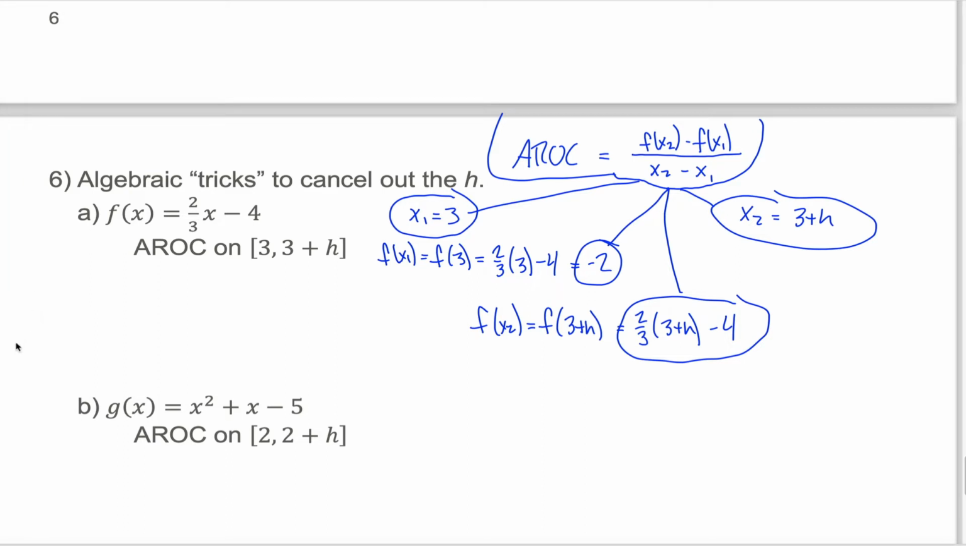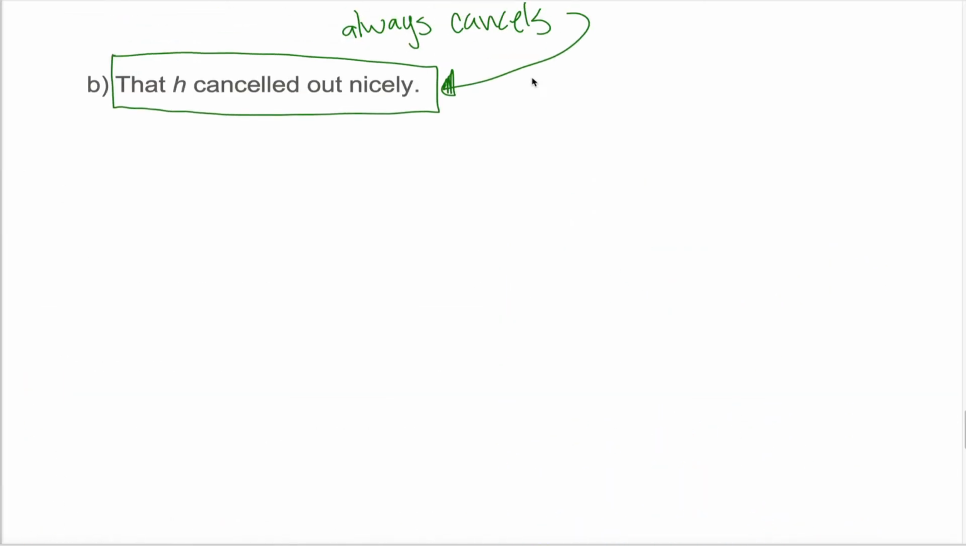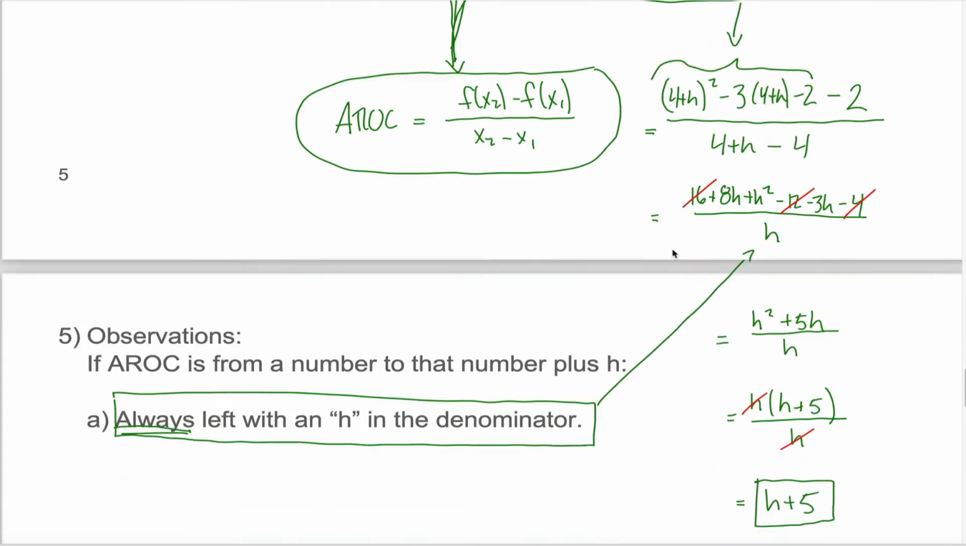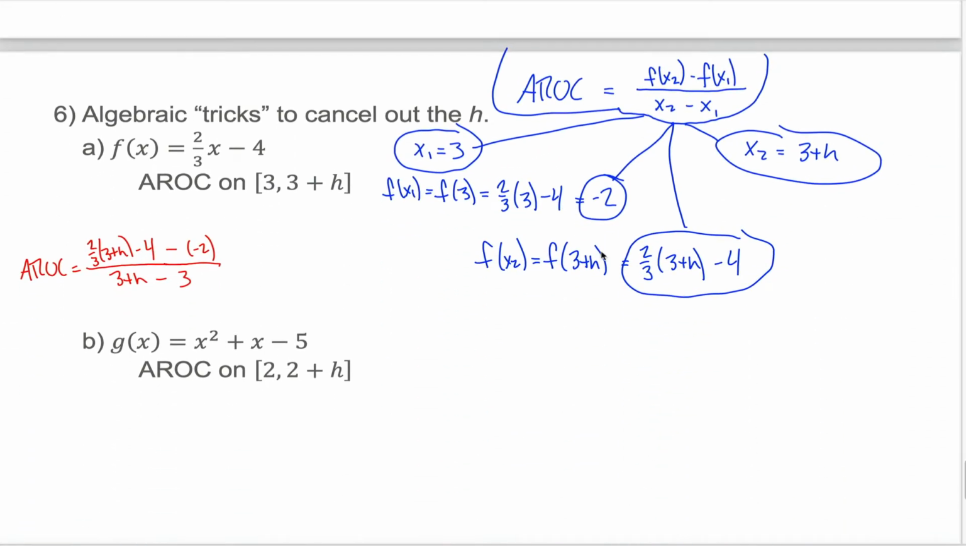Maybe I'll switch colors and do that over here so I got some room. The average rate of change is just equal to f of x2, which is 2/3 times 3 plus h minus 4, minus f of x1. f of x1 is negative 2, divided by x2, which is 3 plus h, minus x1, which is 3. Remember the big deal I made in the previous video about how this is going to simplify so nicely? Let's do that step. In the denominator, I got 3 plus h minus 3. Oh, hey, that's cool. The 3's canceled, I'm left with just an h.